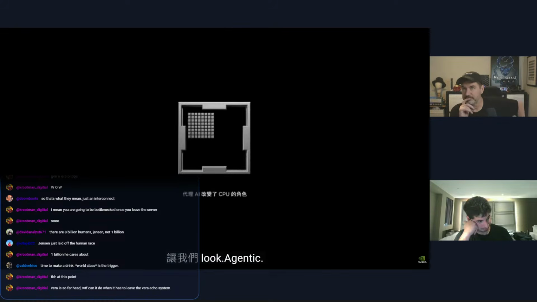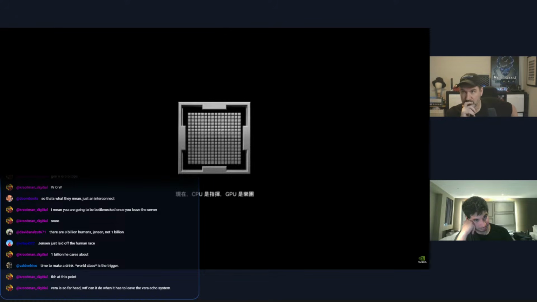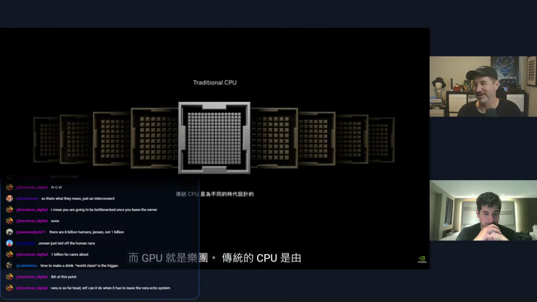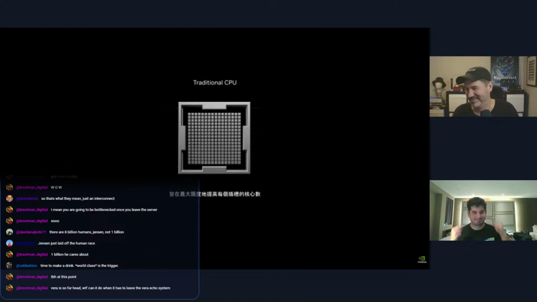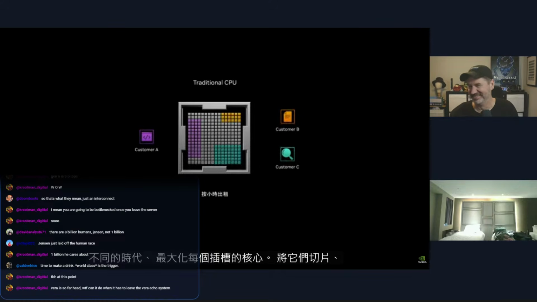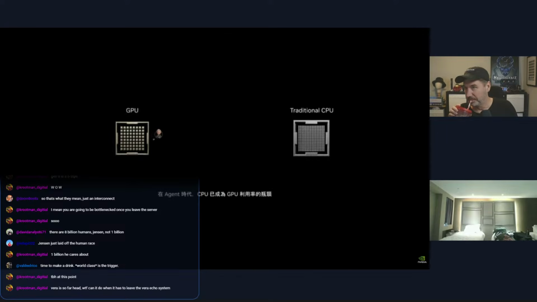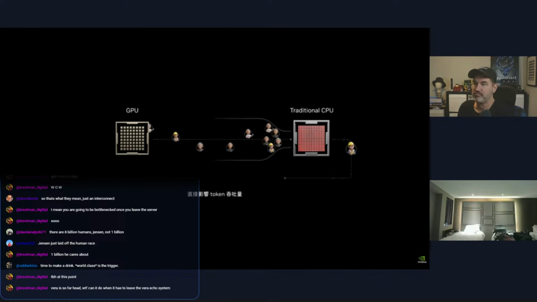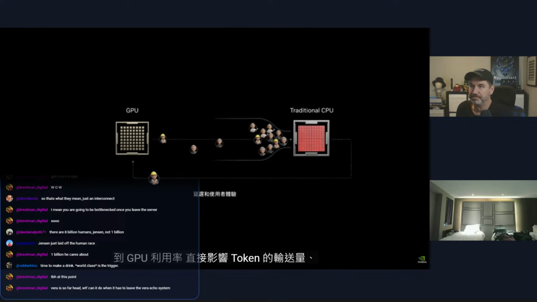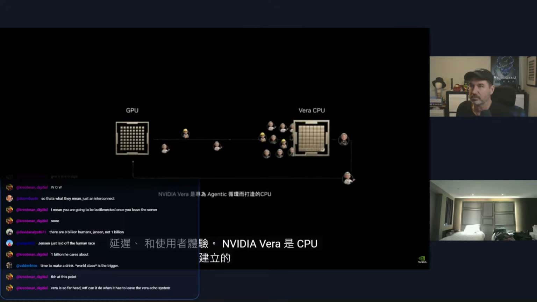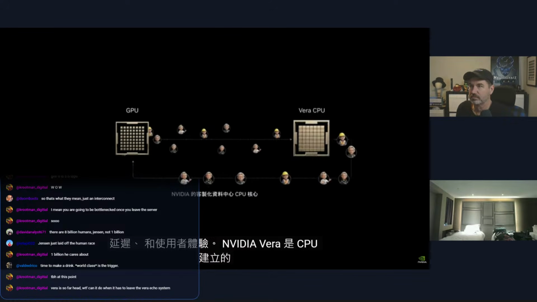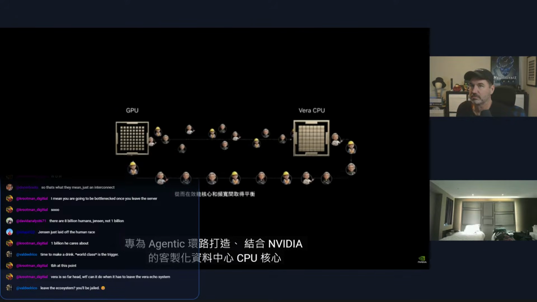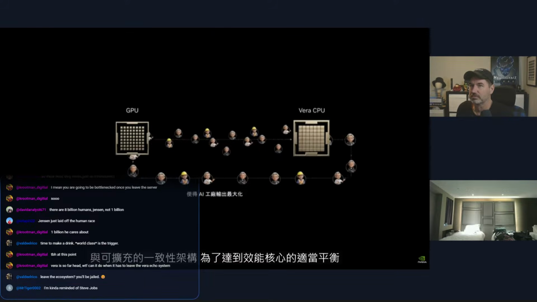Agentic AI changes the role of the CPU. The CPU is now the conductor, and the GPU is the orchestra. Traditional CPUs were designed for a different era, maximizing cores per socket. Slice them up, virtualize, rent by the hour. In the age of agents, the CPU is now a bottleneck to GPU utilization, directly affecting token throughput, latency, and user experience. Nvidia Vera is the CPU built for the agentic loop, combining Nvidia's custom data center CPU core with the scalable coherency fabric for the right balance of performance cores and bandwidth to maximize AI factory output.